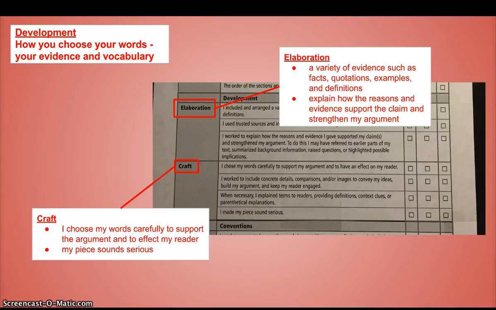You also want to use craft. You want to make sure you choose your words carefully in order to support your argument and be effective for your reader. You want to make sure your piece sounds serious. You are making a point and you're trying to get your reader to believe you, so you want to choose your words carefully and make sure they sound serious, not flippant and not silly, because you are making a point.